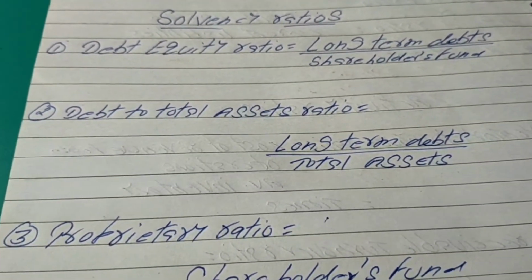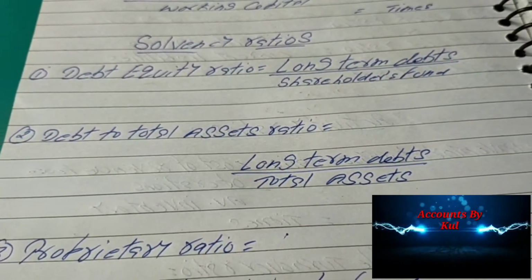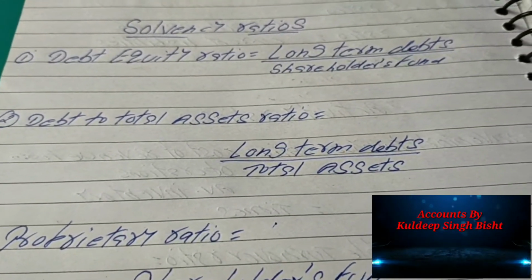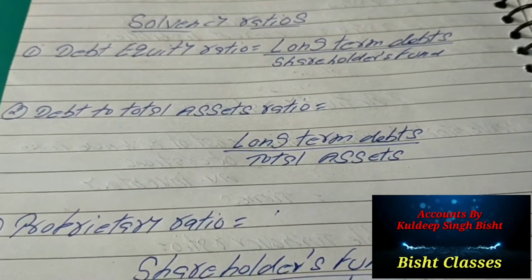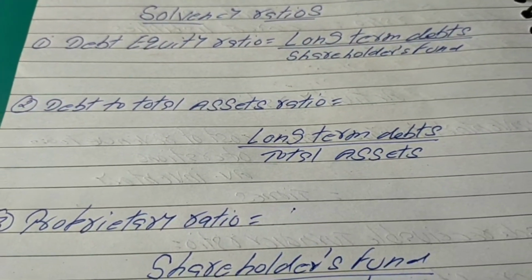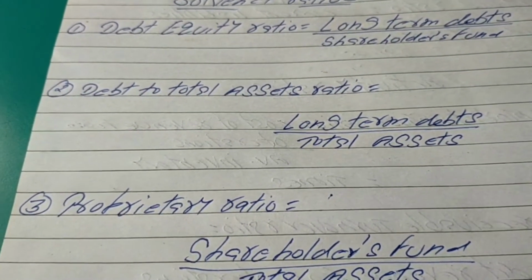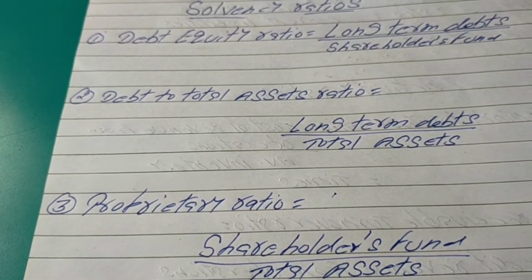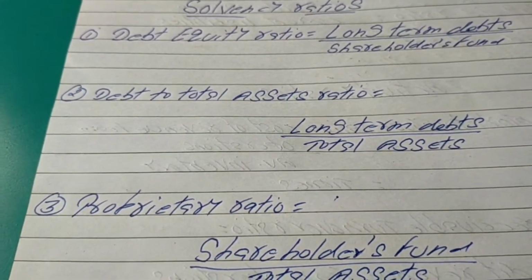Second one, your debt to total asset ratio. Debt to total asset ratio is equal to long term debt upon total assets. Long term debt formula will be same, but total asset is equal to non-current assets plus current assets. For the shareholder funds, we can take one more formula, that is non-current assets plus working capital minus non-current liabilities also.